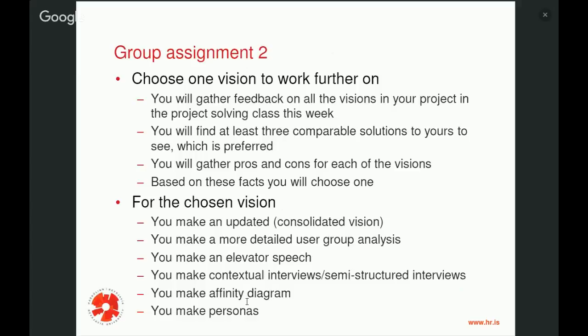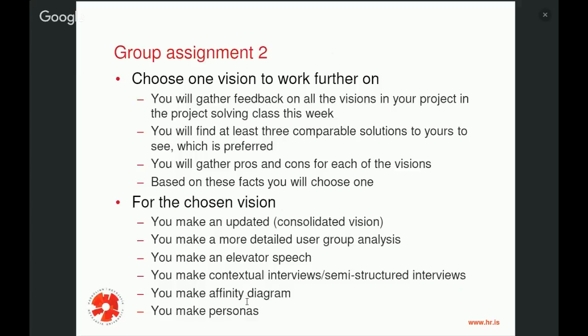And then you make a more detailed user group analysis, the one that you did in Greining og Hönnun, where you also analyze the usage of the system. You make an elevator speech, and I will tell you briefly today what that is and how I would like you to phrase it.